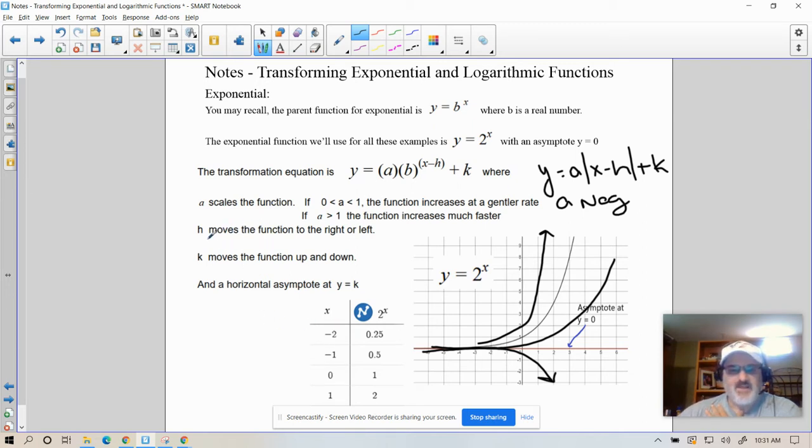h moves the function to the left or right. So if your h is positive, it moves to the right. If it's negative, it moves to the left. And k moves it up and down. So we have the same transformations that we did before.